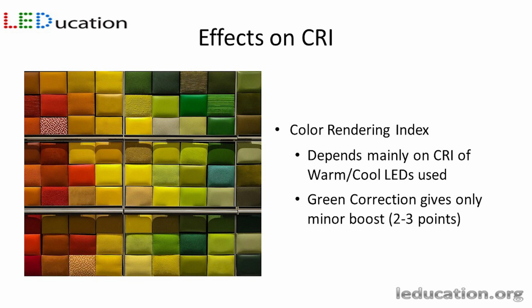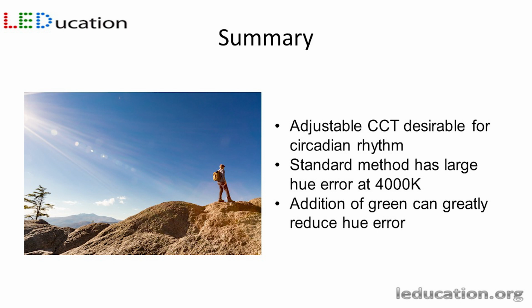So to review, adjustable color temperature is something that's definitely desired for circadian rhythm. That's not the only place that it is desired. We also see things like adjustable correlated color temperature for things like dim to warm, or applications where someone just wants adjustable color temperature. And the standard method that just mixes warm and cool to make all the color temperatures in the middle tends to have a large hue error at 4000 Kelvin. That's the middle of the range. The addition of green can greatly reduce this hue error, and it's not complex to do. If you already have the complexity of having adjustable correlated color temperature, then it's usually not much more additional complexity in order to add this green correction.